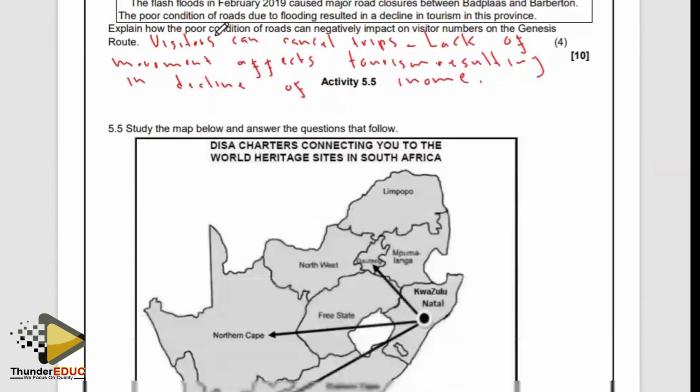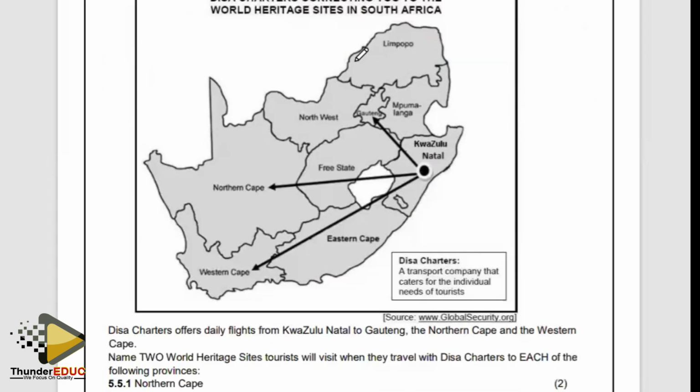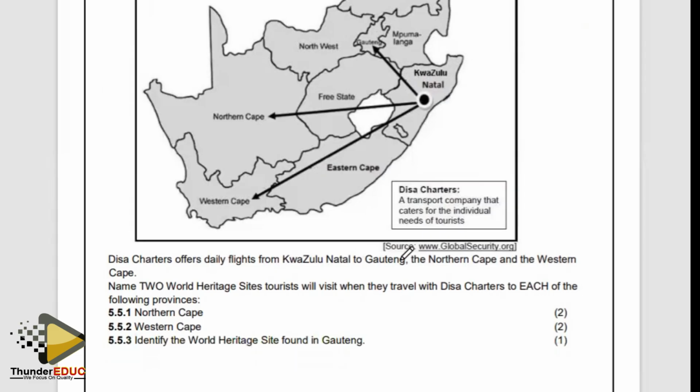So the next question will be the last question under World Heritage Sites. Study the map below and answer the questions that follow. DISA Charters, connecting you to South Africa's World Heritage Sites. This is a company that caters for the individual needs of tourists. DISA Charters offers daily flights from KwaZulu-Natal to Gauteng, the Northern Cape, and the Western Cape. Name two World Heritage Sites tourists will visit in each of the following provinces.